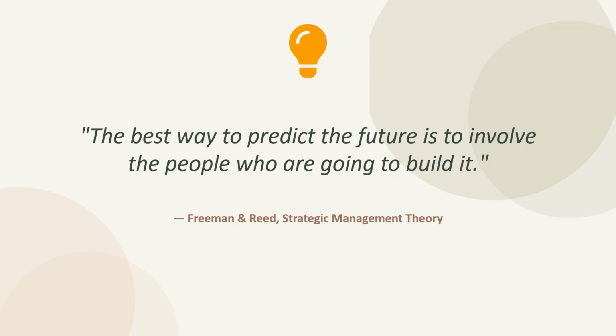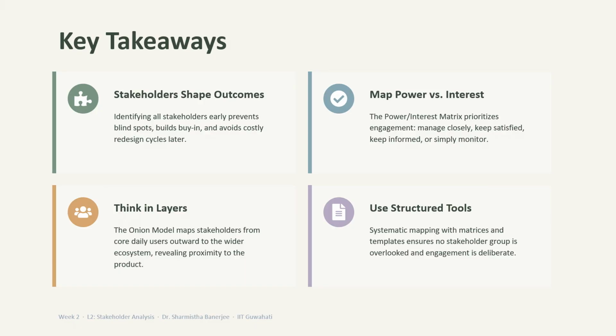So the best way to predict the future is to involve the people who are going to build it. So that's what you have to always remember when you're doing the stakeholder analysis. If you follow the steps of the categories, the power interest matrix and the onion model, you will be able to capture all the possible stakeholders that are required and give the exact kind of priority and decide which one needs to be just kept informed, who needs to be kept satisfied, and who needs to be closely monitored, and so on. So the key takeaways from this particular lecture are as follows.